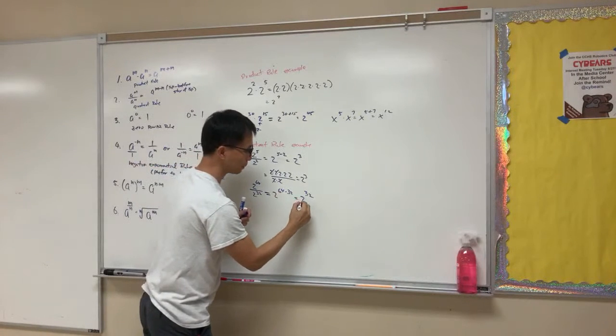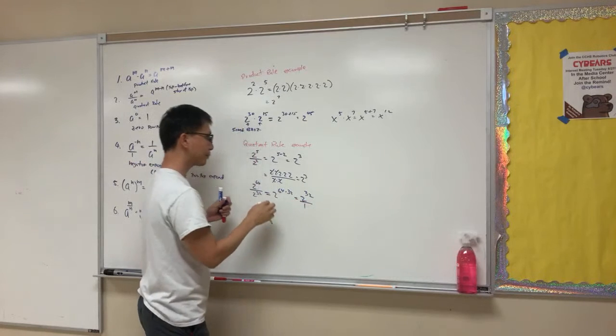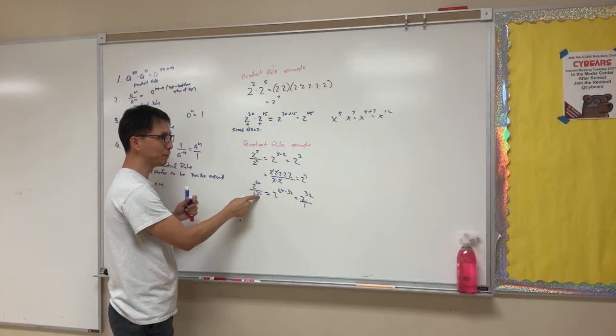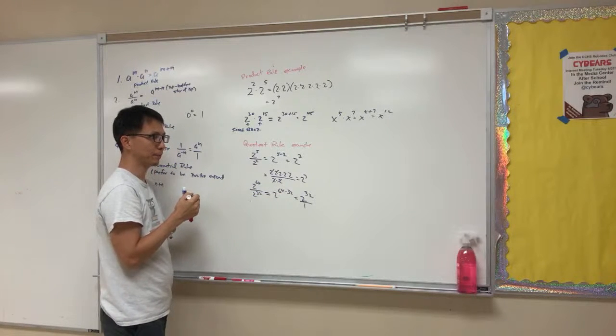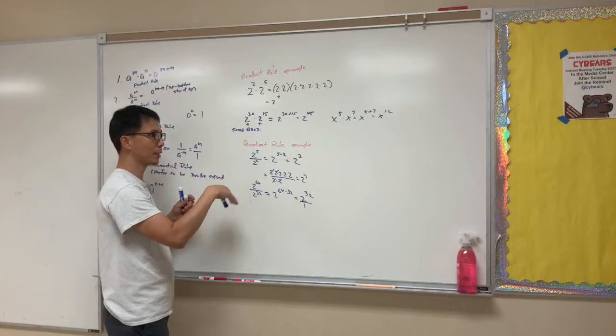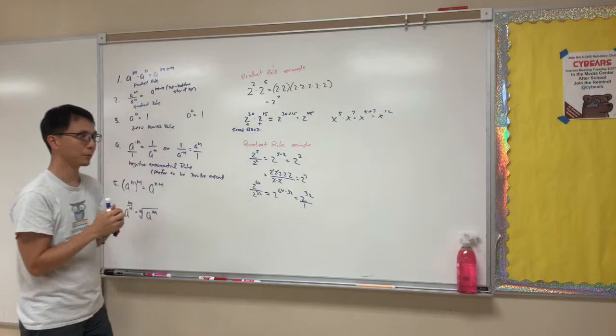So there's still a 1 on the bottom. So top minus bottom, stay on the numerator. Even if the numerator becomes negative, you can stay up there and you can change it with other rules.